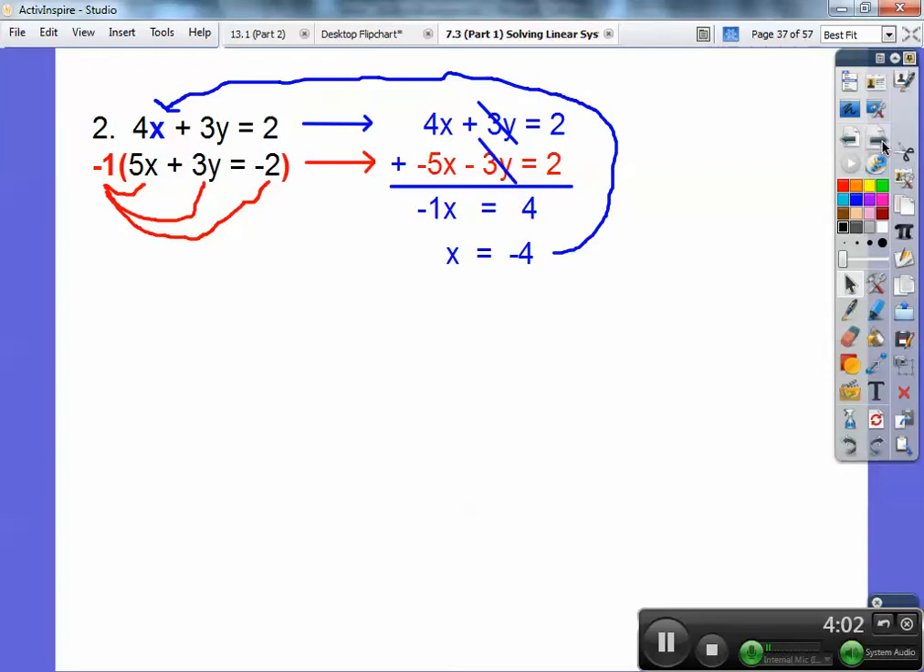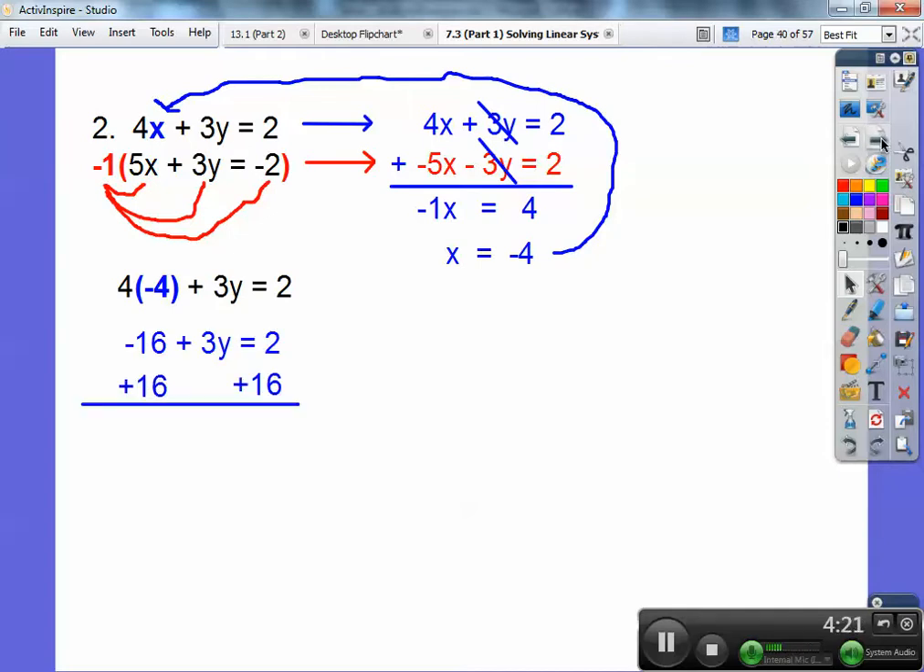I'm going to put x back up here. You could put it in any of the equations and it will get you the answer. I'm just going to avoid all negatives and put x right there. So 4 times negative 4 equals negative 16. I add 16 to both sides, and 2 plus 16 is 18. So 3y equals 18, so y equals 6. And so there's your answer, negative 4, 6.